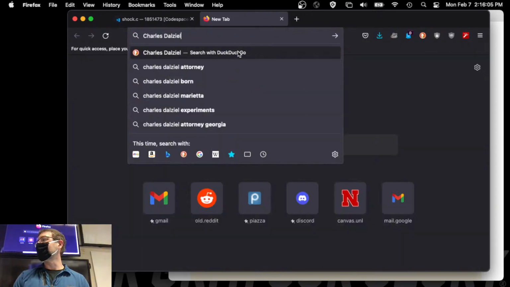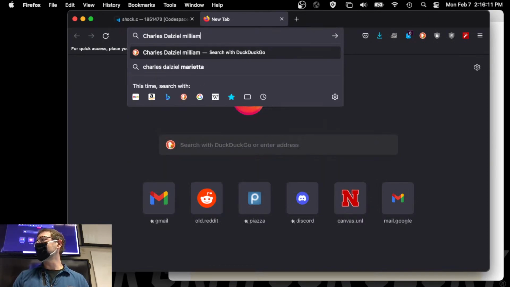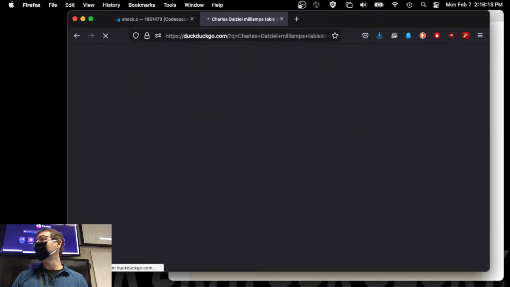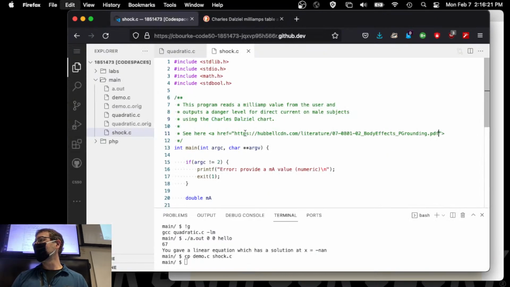I don't know if I can pull up the website that I did. He's an attorney. Milliamps table, I don't know. There we go. There's a PDF for it. I'll go ahead and copy that link, put it in there, and what am I doing here? I'm using HTML. See here.